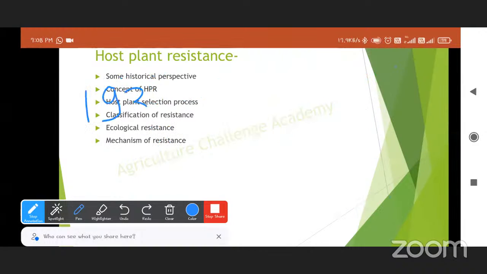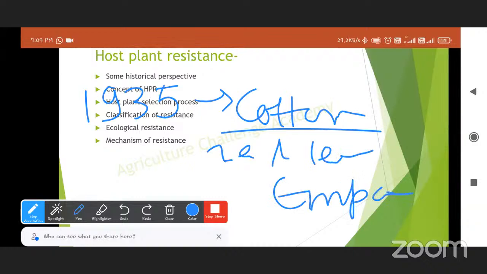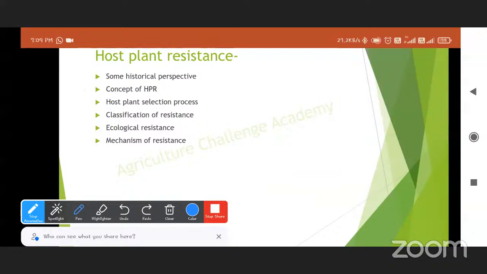Then the next and last one is 1935. In 1935, cotton was reported to be resistant to leafhopper Empoasca, and the case of resistance development emerged. That is all about the historical perspective.